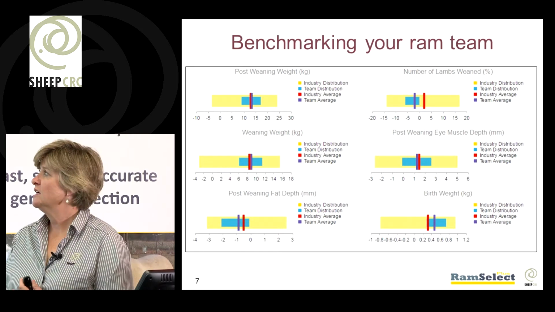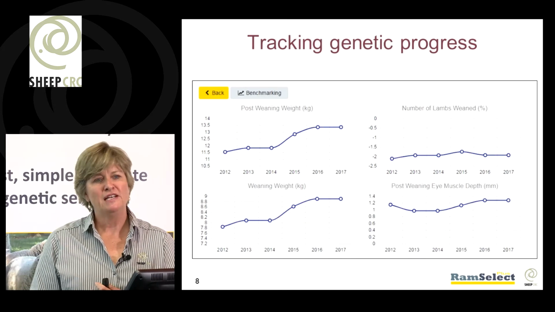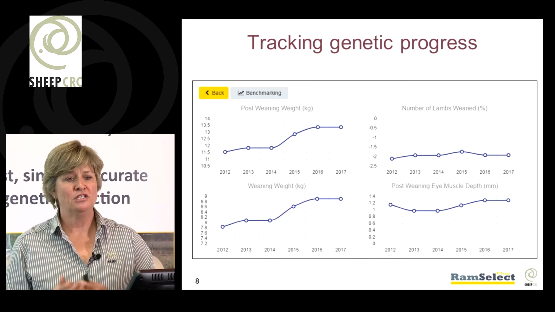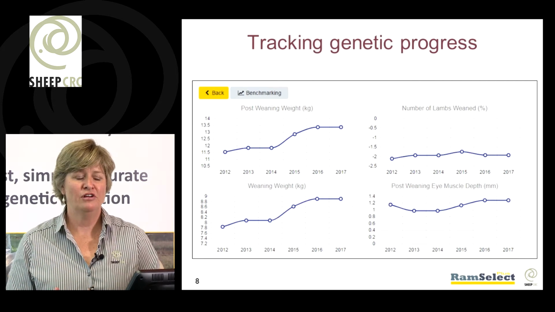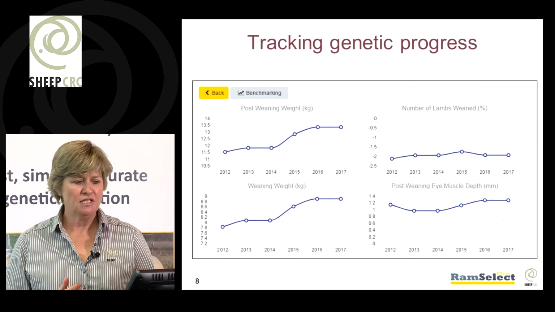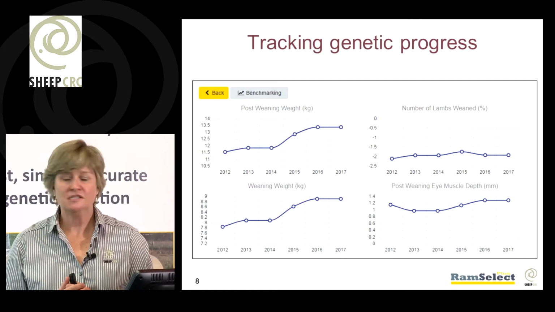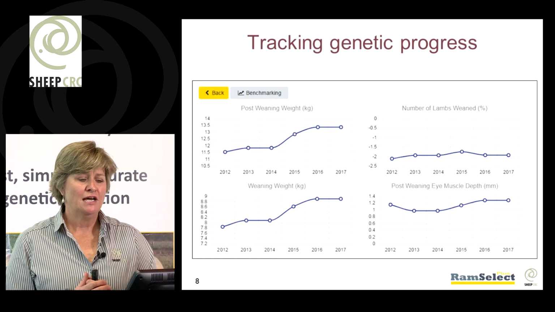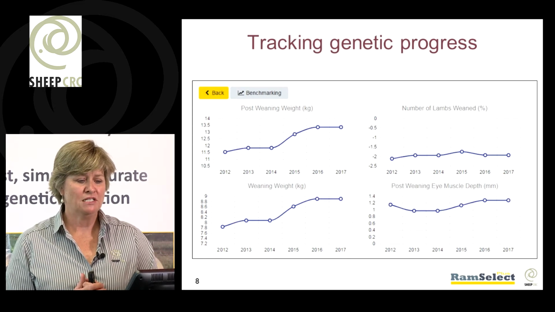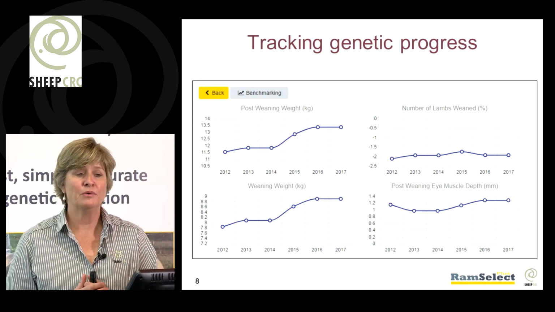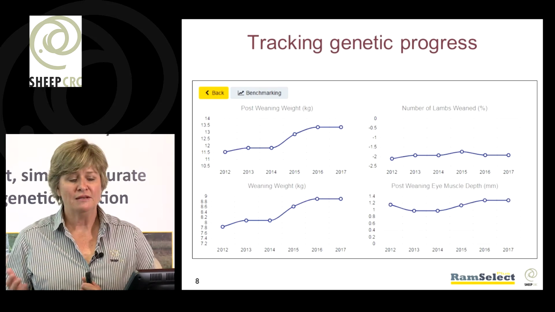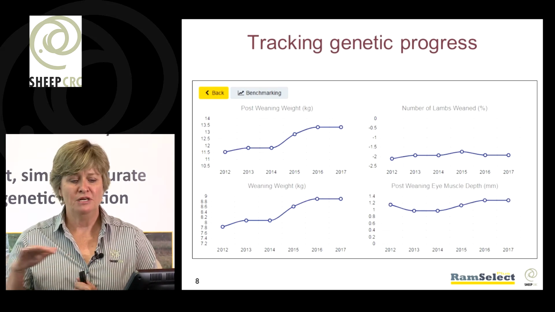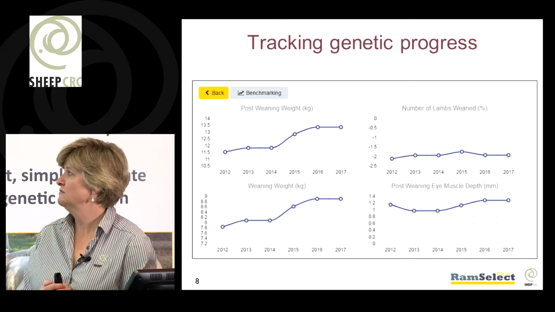We can also track change in the RAM team over time, and that's why it's so important to enter the years of use for each individual RAM very accurately. And so you can see in this RAM team that between 2012 and 2017, they've actually improved the team average for post-weaning weight and weaning weight by a reasonable amount. But number of lambs weaned and eye muscle depth have pretty much been about the same, haven't changed very much.